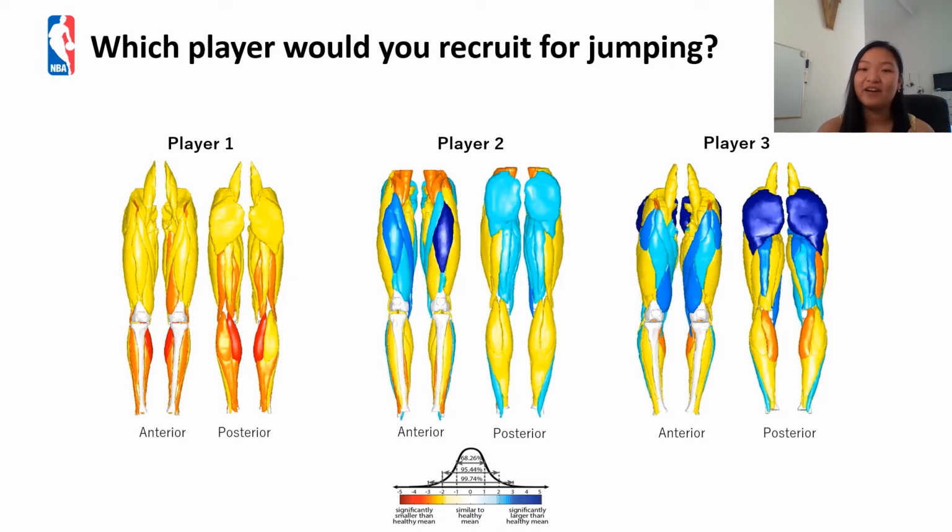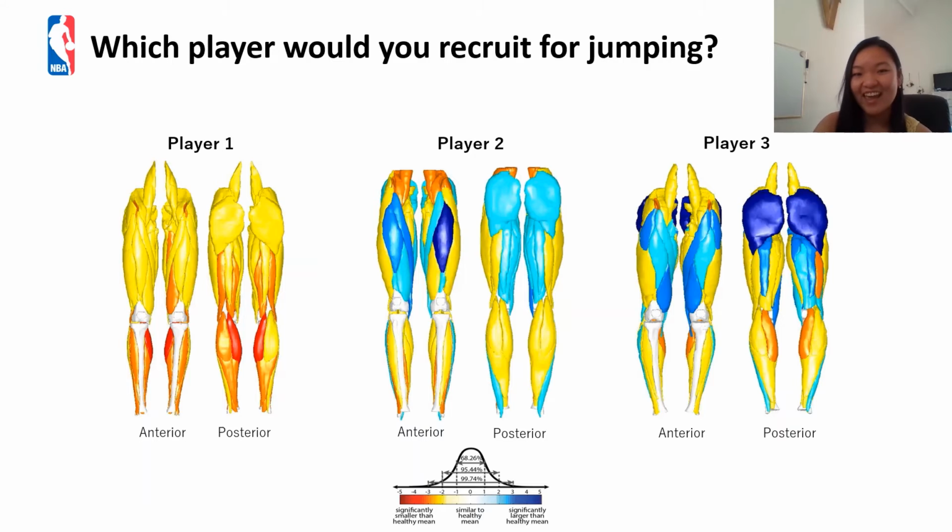Which of the players below would you want to recruit for your team based solely on their vertical jump ability? What you have is the heat map of the muscle volume comparison of each of these players compared to the average healthy population. You can pause the video right now. I'm going to take a break and be right back with the answer.